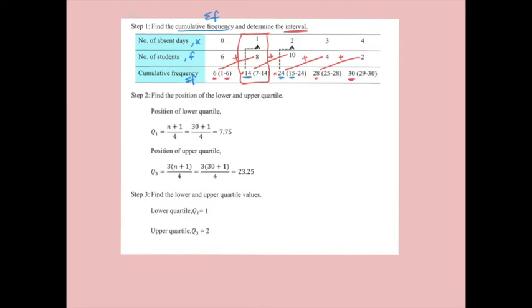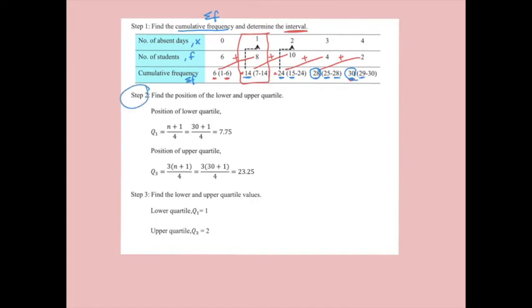And then the next one, after 24, we have 25. The maximum value is right here, 28. The next one, after 28, 29, the maximum value 30. So that's how you need to find the interval.